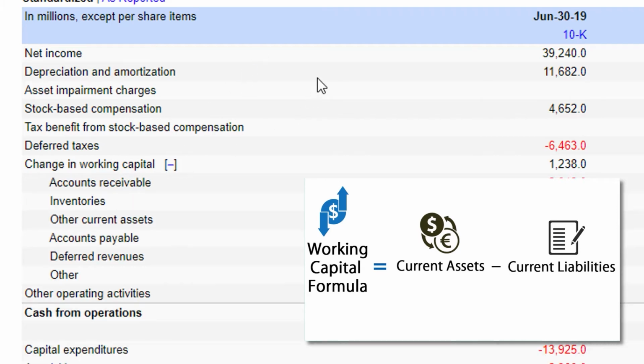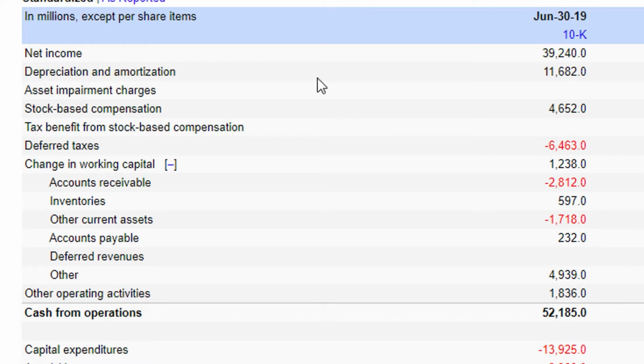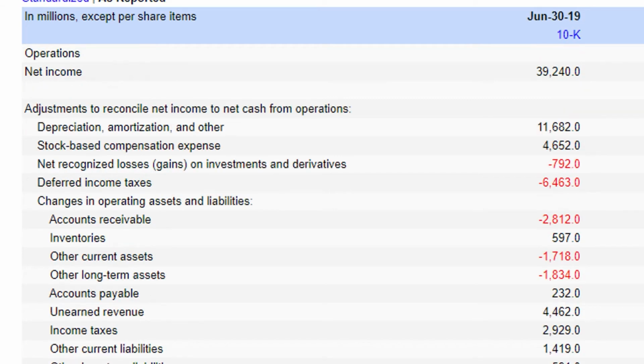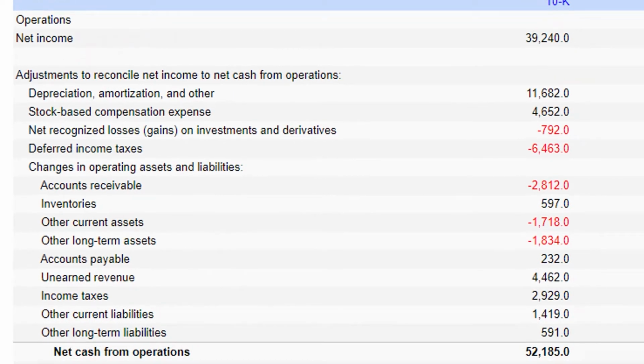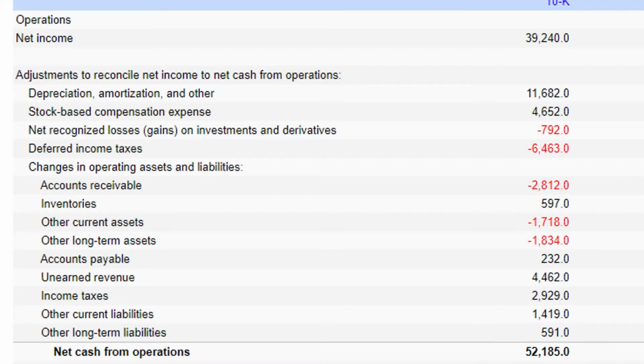And those are both current assets and current liabilities. So you can see they put in here accounts receivable, inventories, other current assets, accounts payable, deferred revenues, other. So it's just a change in current assets and current liabilities over the period. And that delta is known as the change in working capital. So after you sum all those totals up, you get net cash from operations. So $52.185 billion for the period for Microsoft.